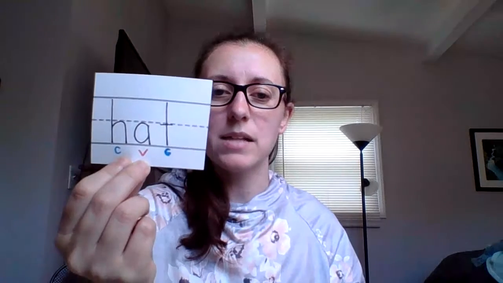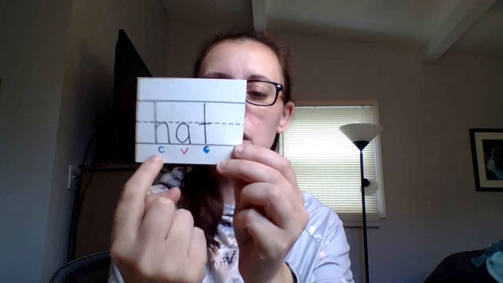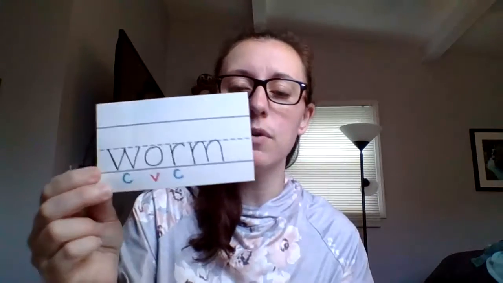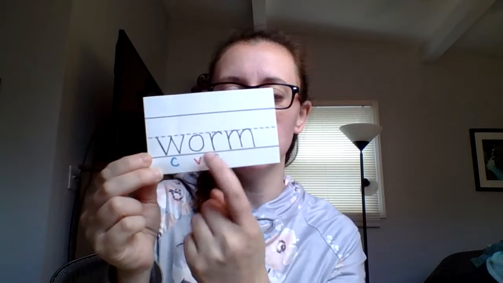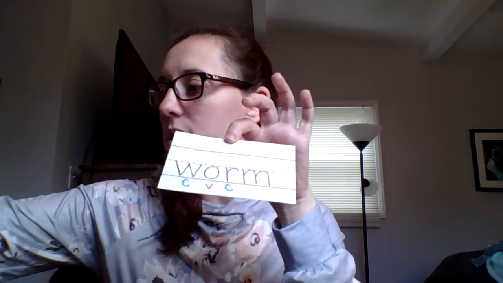Then we have hat, which only has 1 vowel, and the vowel is already separating those 2 consonants. Then we have worm. So it's easy to see that a short word that only has 3 letters has 1 syllable. But here we have 4 letters, W-O-R-M, in the word worm, but there's only 1 vowel. So we only have 1 syllable.